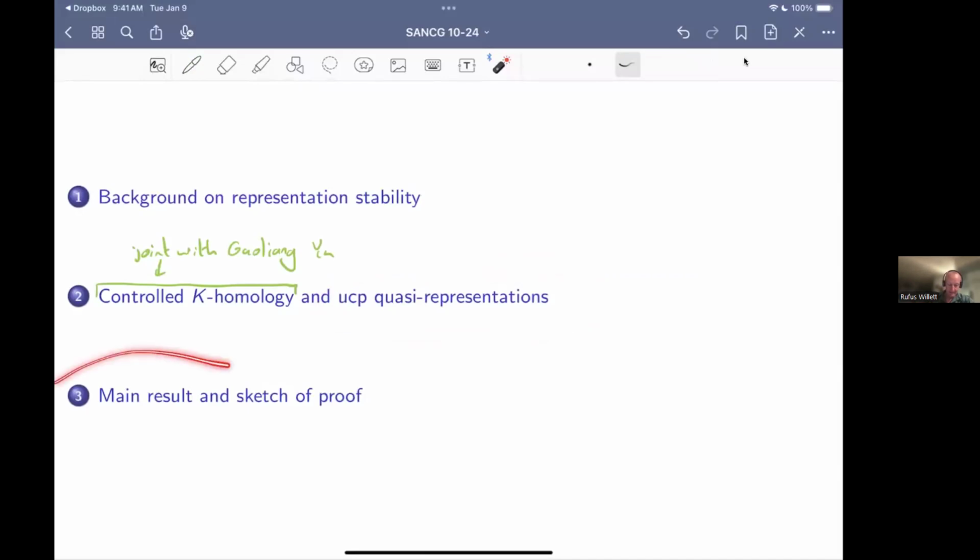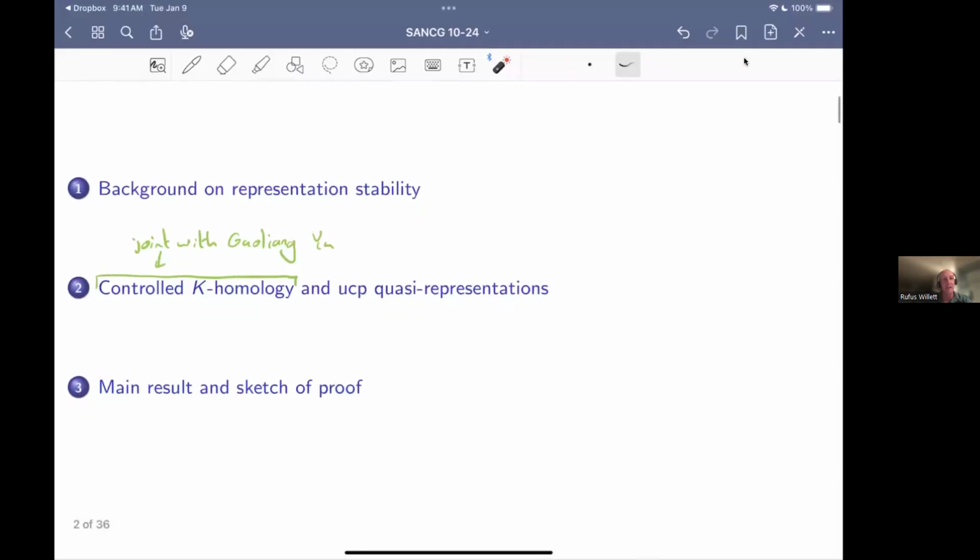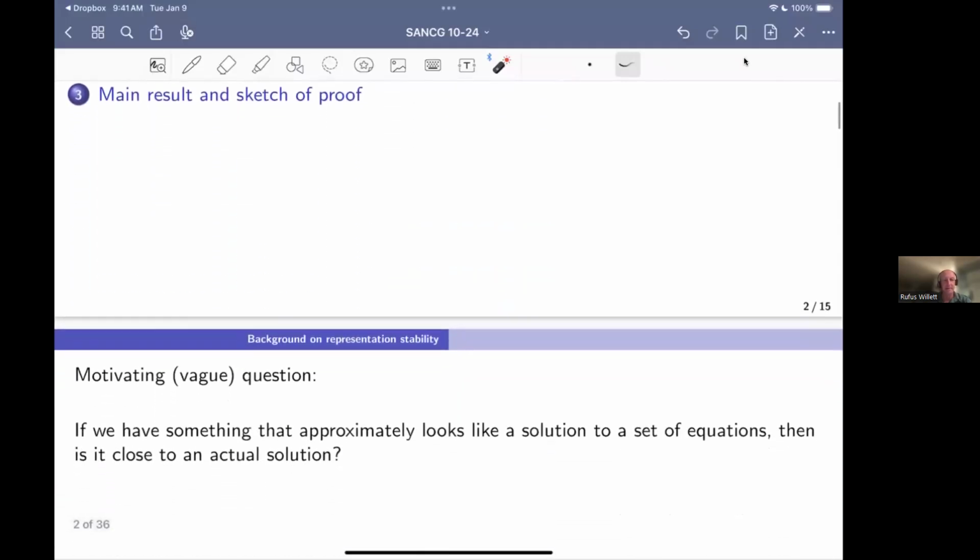And then I'll talk about the main results and at least sketch the ideas that go into the proof. It's a fairly long and technical proof, but I just want to give at least the idea. I won't state it in full generality, but I'll at least state a representative result. Okay, so this bit is background.